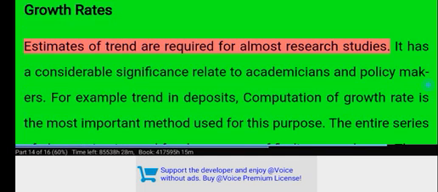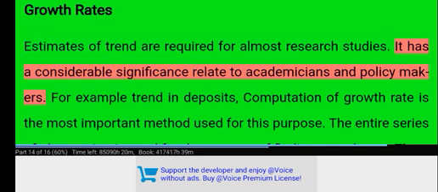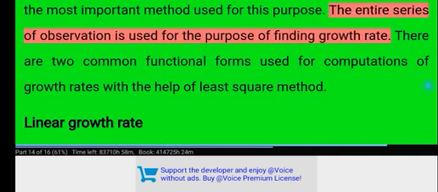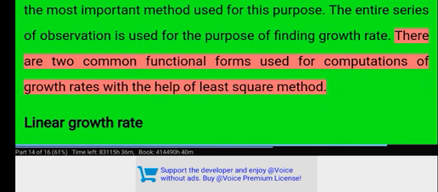Growth rates. Estimates of trend are required for almost all research studies. It has a considerable significance for academicians and policymakers. For example, trend in deposits. Computation of growth rate is the most important method used for this purpose. The entire series of observation is used for the purpose of finding growth rate. There are 2 common functional forms used for computations of growth rates with the help of the least square method.